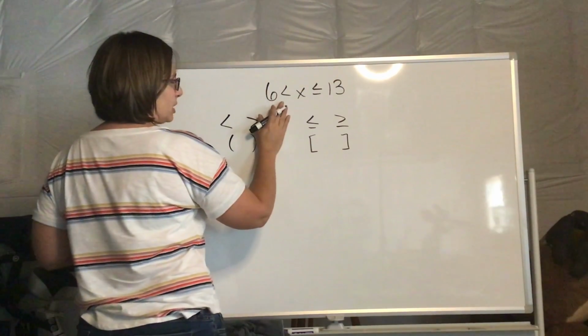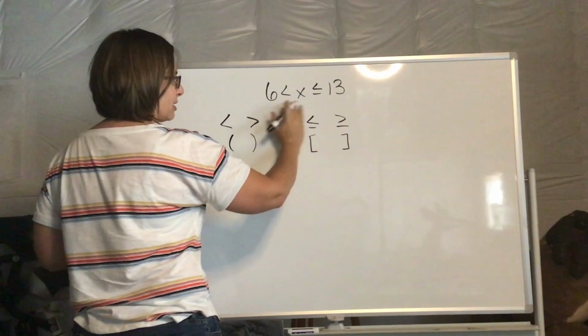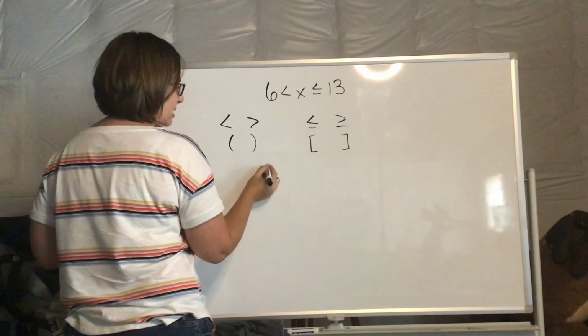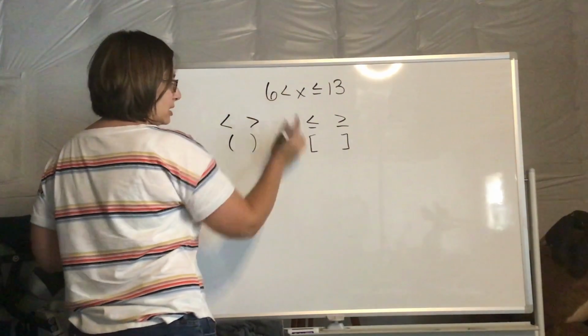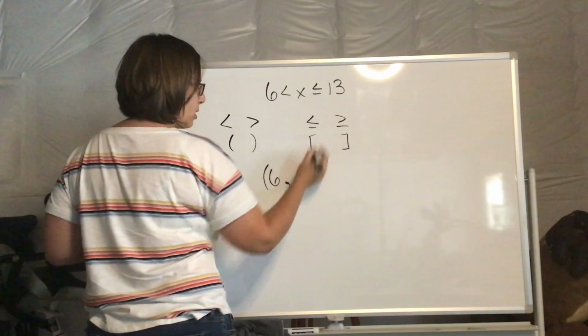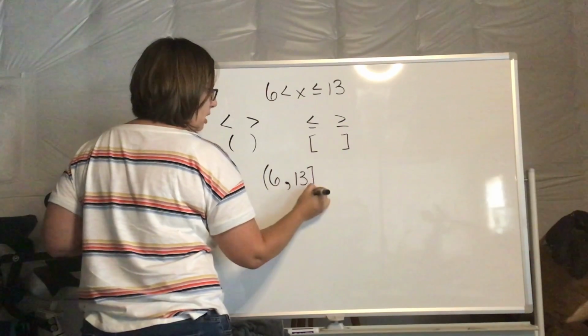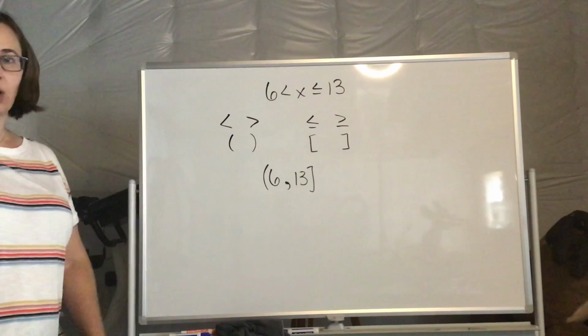So if I have a situation like this, I'm going to just use the 6. Instead of writing this information, I'm going to put the parenthesis next to the 6 because it's one of these symbols. Instead of writing X, I put a comma, and since I'm using this symbol on the 13, I write the 13 with the bracket. And so that would be a simple interval notation for this inequality.